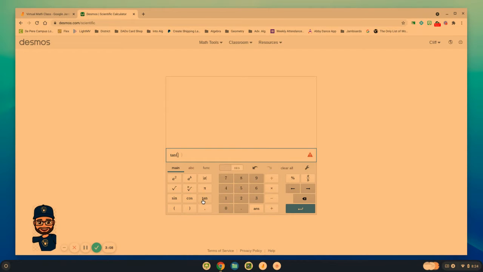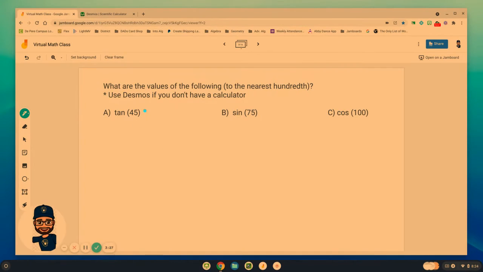So tan, I'm going to click the tan button and then hit 45, and it gives me a value of 1. If for some reason your calculator doesn't do that, you're probably not in degree mode. You're probably in radians, which gives us a different value. So the tangent of 45 is 1. Tan of 45 equals 1. I don't have to round it because it was exact. Why don't you try B and C?